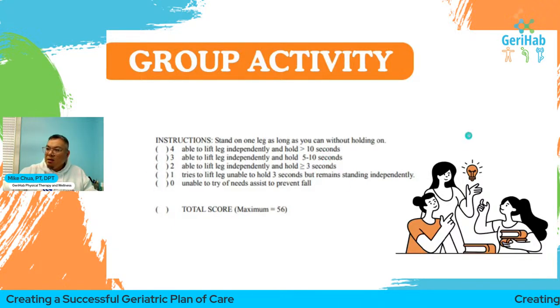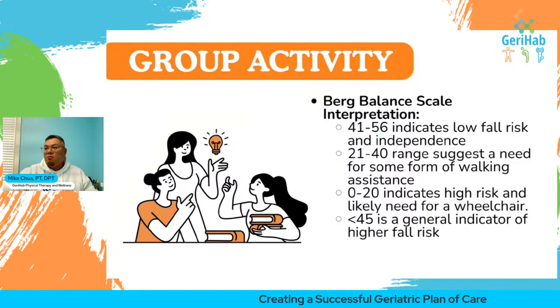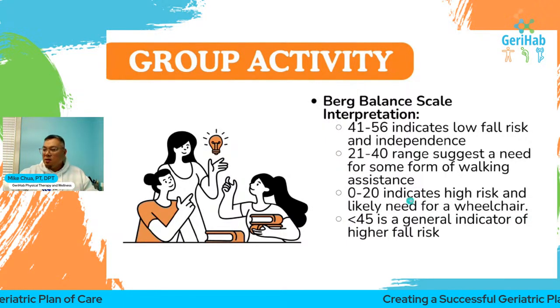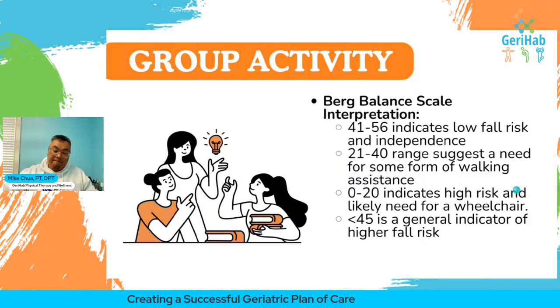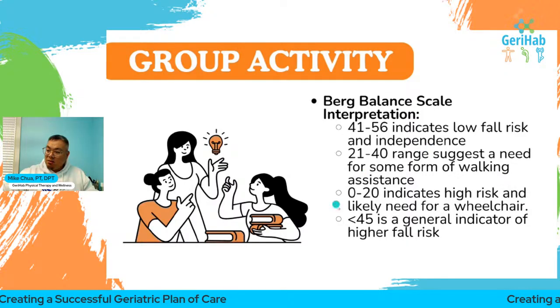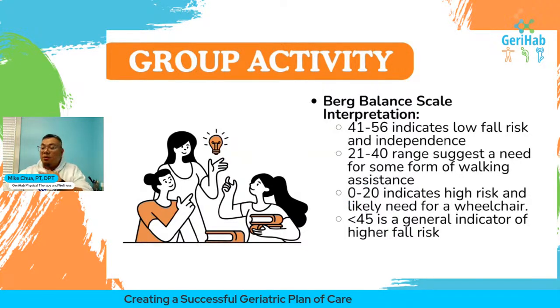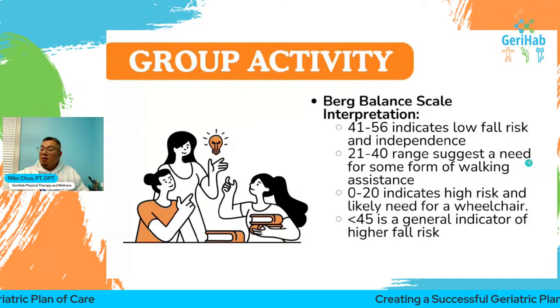So this is the interpretation. 41 to 56, you just total them up, low risk for fall. 21 to 40, they need some form of walking assistance. 0 to 20, obviously very high risk, and they likely need a wheelchair. And most of our patients fall over here, right? So it's very important that you do a quick test like a Berg balance or Tinetti. In general, less than 45 is a high risk for falls. And how many patients do we see that can't do those tests?